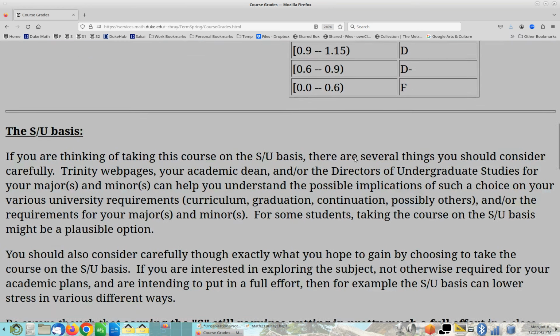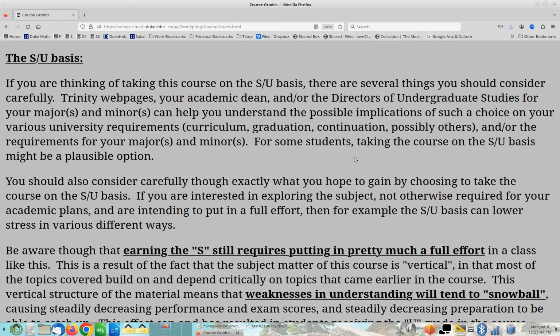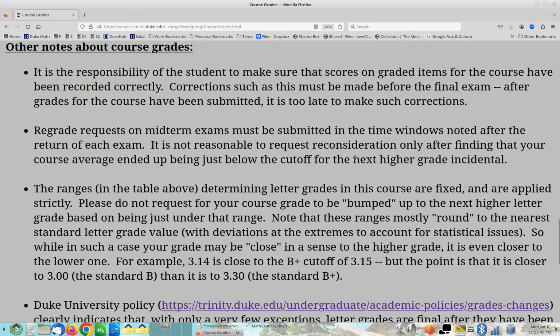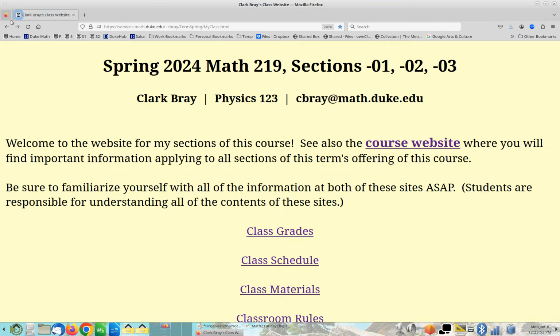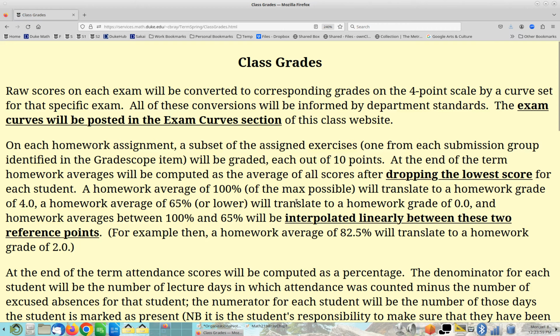Okay, all right. Now, a few other things. If you're thinking about taking this course, make sure to read this discussion. A few other notes about course grades you'll want to make sure to look at. Now we're going to go back to the class website and look at where it says class grades right here. Here are the further details.